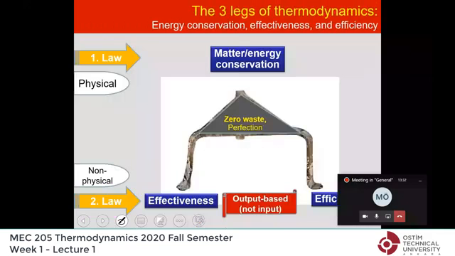Now, to represent them graphically, as the three legs of thermodynamics, the first leg is conservation of mass and conservation of energy. Again, the things that you are familiar with. The second leg is effectiveness. That is, we want to use all the resources, the energy sources, effectively, and efficiency. That is, we want to have the highest possible efficiency. And the end result is, as you see here, zero waste. That is, ideally, we should have zero waste or perfection, because if there is zero waste for a process, that process is thermodynamically perfect. Okay, and we cannot achieve it in the real world, but we can come close to it, and we can see how close we are to perfection.